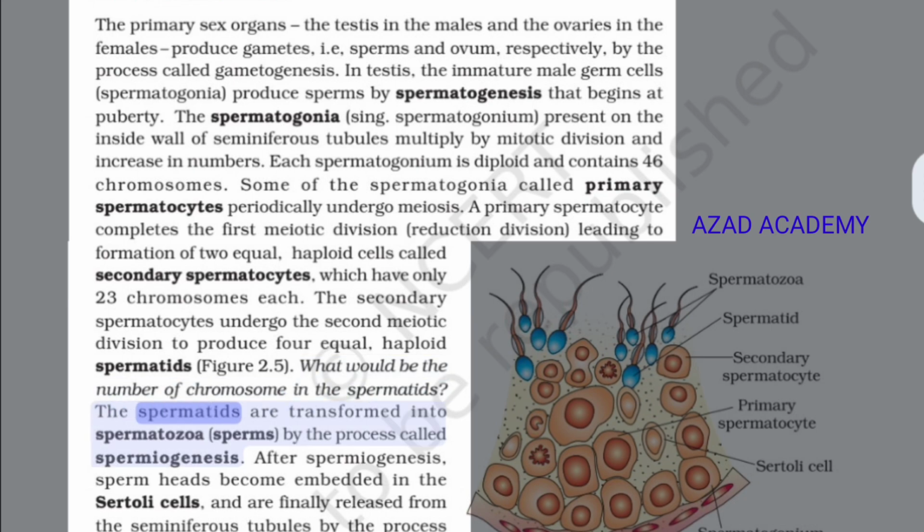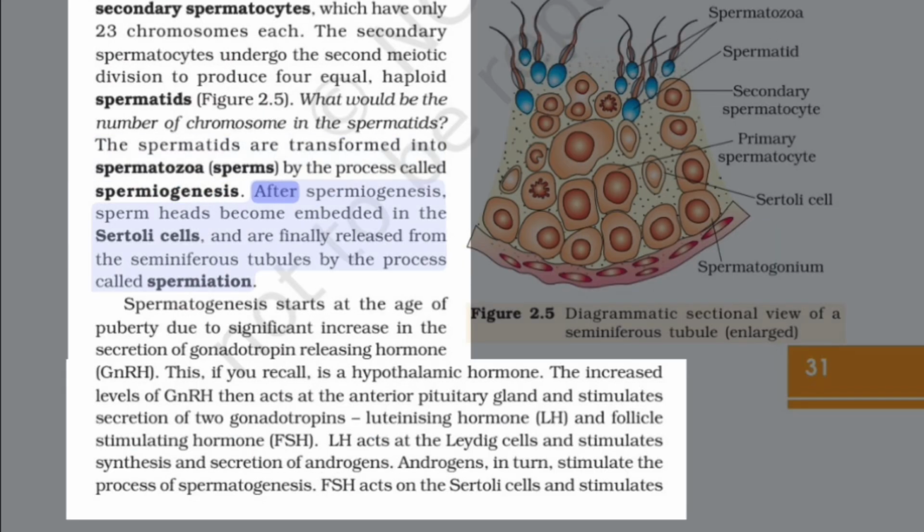The spermatids are transformed into spermatozoa, sperms, by the process called spermiogenesis. After spermiogenesis, sperm heads become embedded in the Sertoli cells and are finally released from the seminiferous tubules by the process called spermiation.